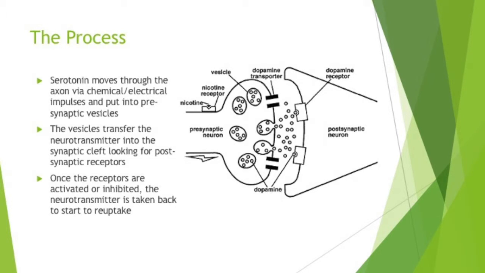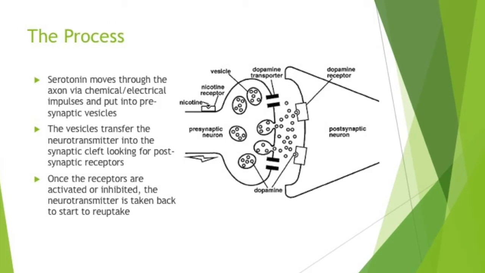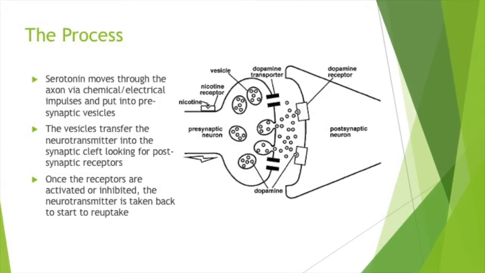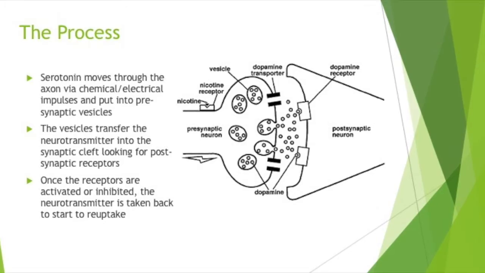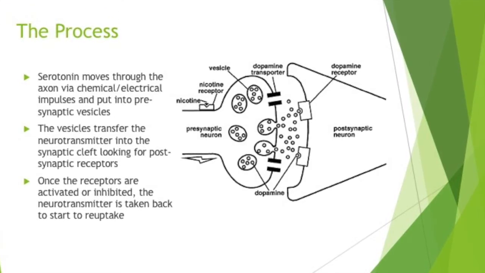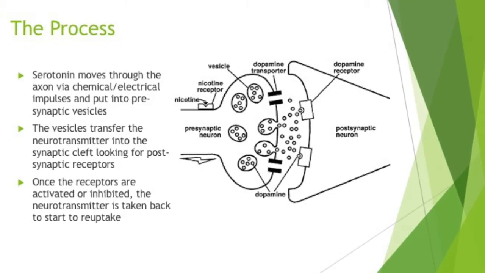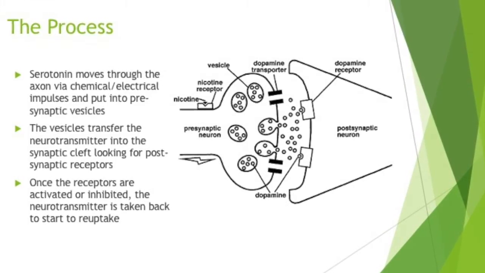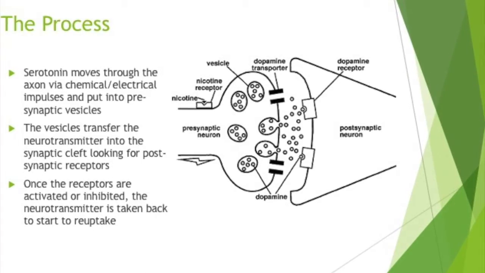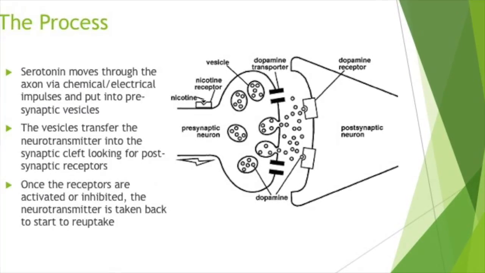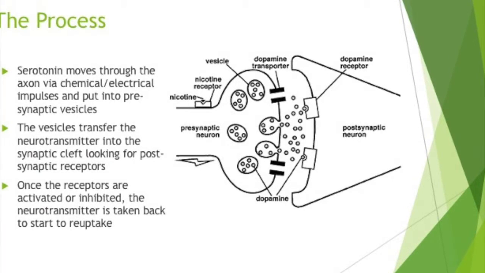The process for antidepressants begins when the electrical and chemical impulses send the neurotransmitter, let's say serotonin in this example, through the axon and it is deposited into presynaptic vesicles. Once this has occurred, the serotonin moves from the vesicles into the synaptic cleft. It then moves into synaptic receptors. Once there, the neurotransmitter will impact and influence receptors by either activating or inhibiting. After its job is done, the neurotransmitter will reuptake in order to begin this process again.